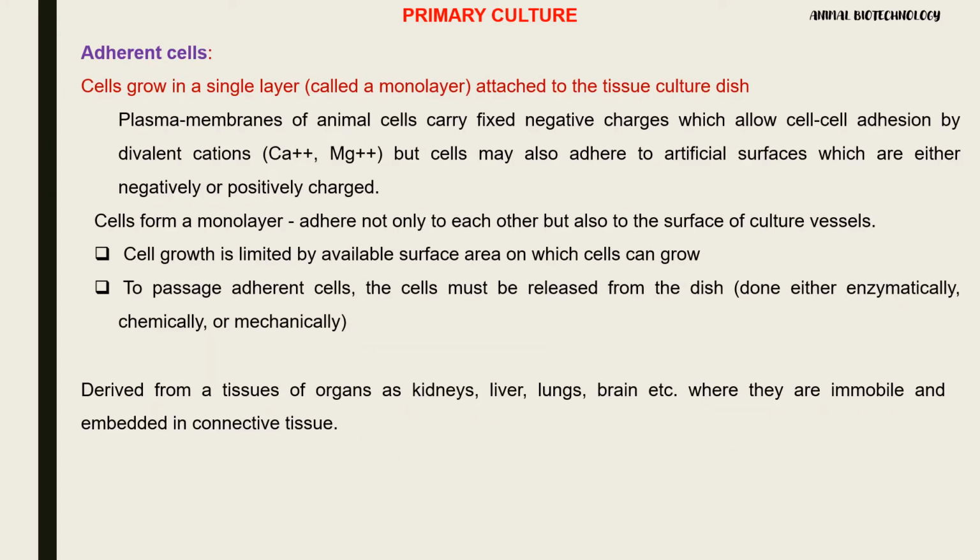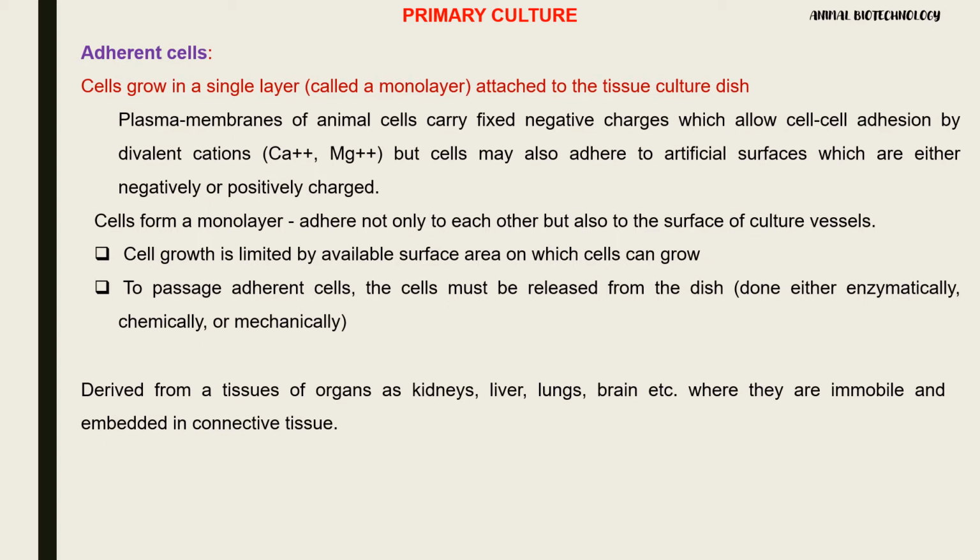The primary cell lines can have adherent cells. As the name suggests, these cells are cells which have contact with each other. They grow as a single layer, a monolayer, on the tissue culture dish. Because of this, cell growth is limited. To passage adherent cells, the cells must be released from the dish either by enzymatic process, chemical processes, or mechanical processes. They are derived from tissues or organs of kidneys, liver, lungs, and brain.